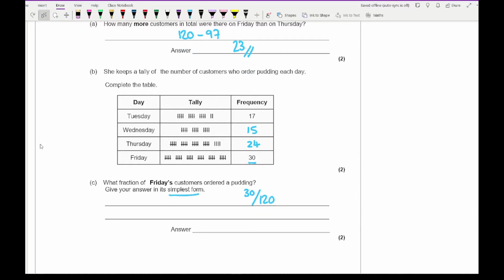Now the question does specify to give your answer in its simplest form, and we can simplify this by 3 over 12, which then becomes 1 over 4. So final answer is 1 over 4. If I gave any of these previous two fractions, they would only get the 1 mark because I've not simplified the fraction.